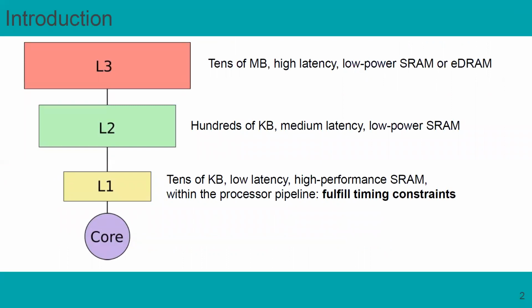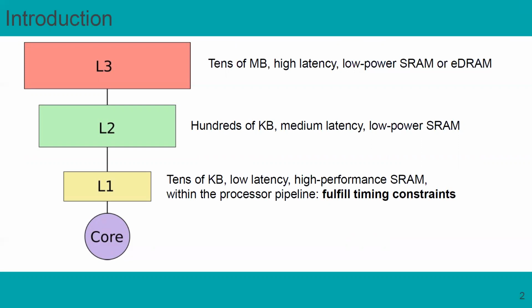Current microprocessors usually implement a three-level cache hierarchy. The L3 has a capacity in the order of tens of megabytes to prevent most accesses to reach the costly off-chip memory, but they present a high latency compared to inner cache levels. L3s are traditionally implemented with low-power SRAM technology, although some recent microprocessors from IBM and Intel use EDRAM technology for this cache level. L2 caches are smaller, in the order of hundreds of kilobytes, and have a medium latency. These are also typically implemented with low-power SRAM.